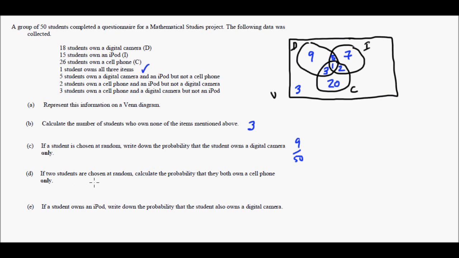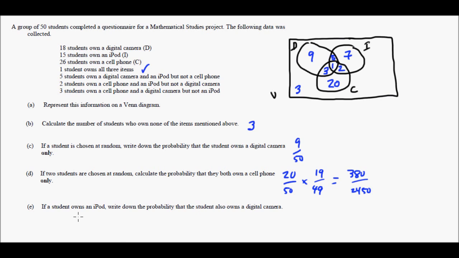Now, if 2 students are chosen at random, this is independent probability. Calculate the probability they both own a cell phone only. Well, the first student would be 20 out of 50. Now, assuming we choose the first student, the next one would be 19 out of 49. If you did that out, you would get 380 over 2,450, and you can just leave it like that.